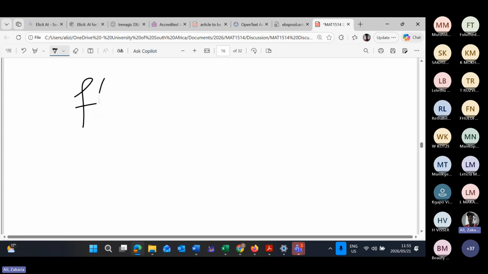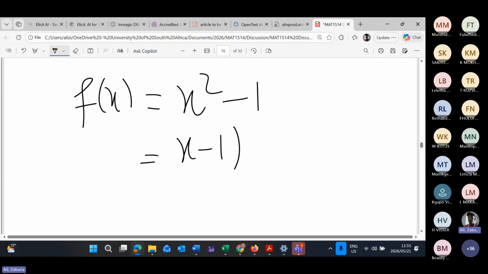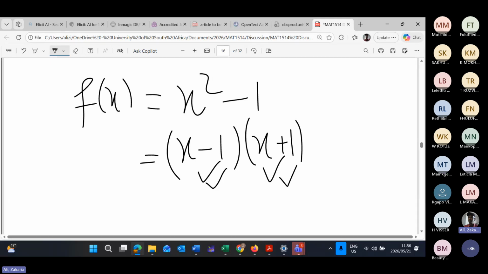So let me say I give you a function f of x equal to x squared minus 1. You can easily factorize this as x minus 1 times x plus 1, or you can write it as x plus 1 times x minus 1. It doesn't matter which one is first. So yes, if in the previous lecture I made it 4 marks, that is fine. So if you get this correct, you get 2 marks here and then 2 marks here. So you consider it as full marks given to you.